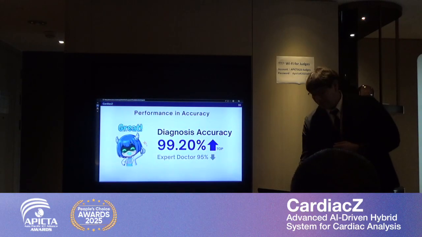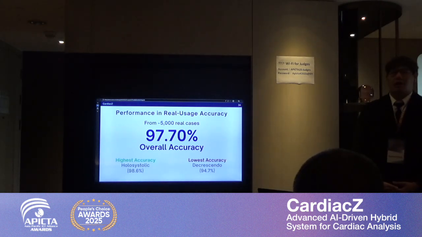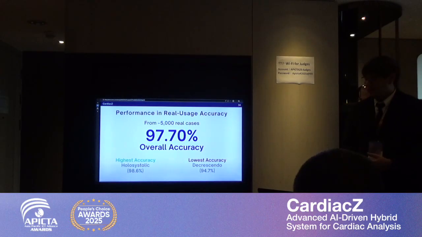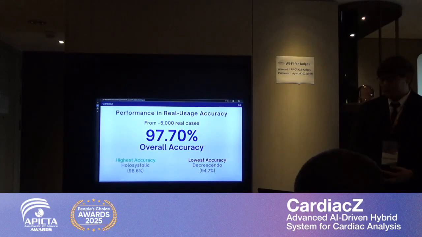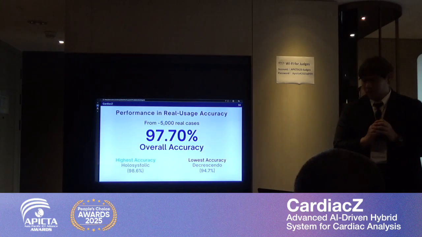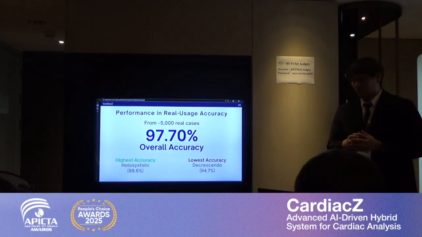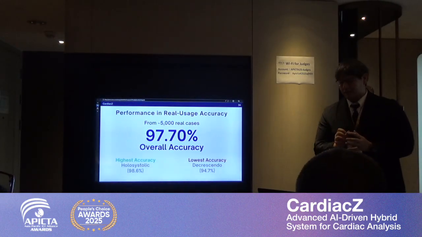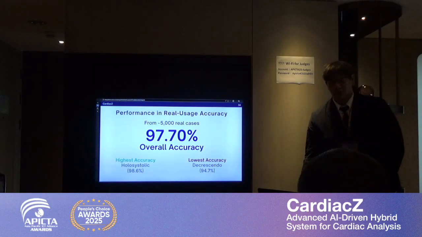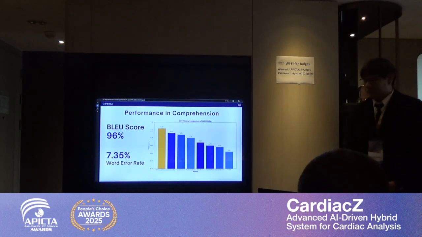In the real world case, we tested 5,000 real patient cases from a local hospital. It has an accuracy of 97.7%, because it has to decode each device from each hospital. The highest accuracy is for holosystolic murmur at 98.6%, and the lowest accuracy is 94.7% for a risk syndrome class. And this is the performance of this MedGemma 5G model.